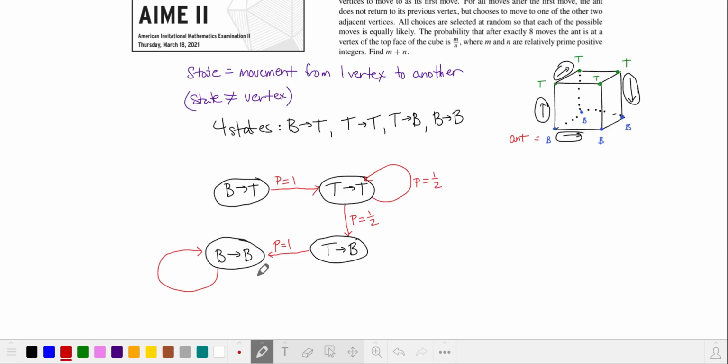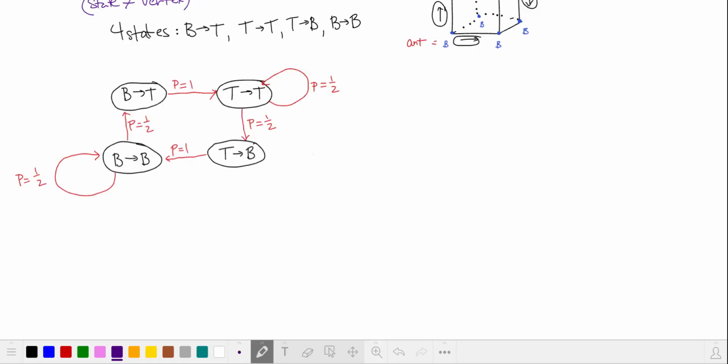If the previous action that an ant takes is to go from one bottom vertex to another bottom vertex, it can now go to a top vertex or to another bottom vertex, but not the one that it was previously at. Both of these happen with probability 1/2. We're going to use the state diagram to build out our probabilities at every step the ant takes.